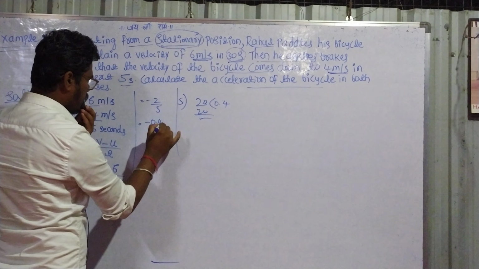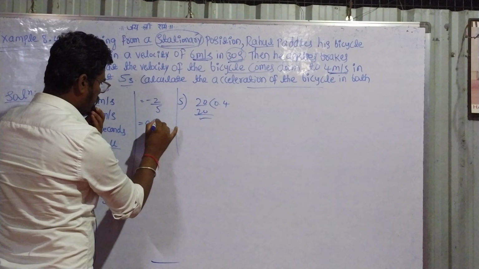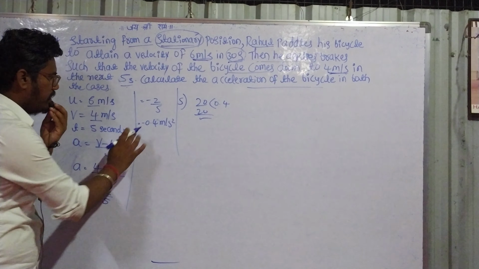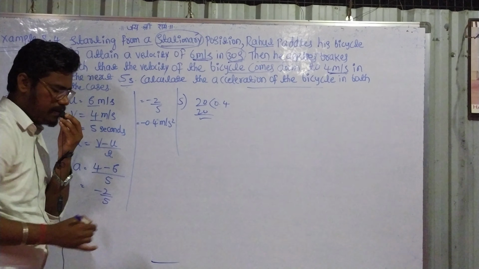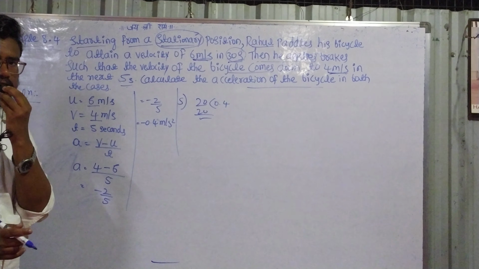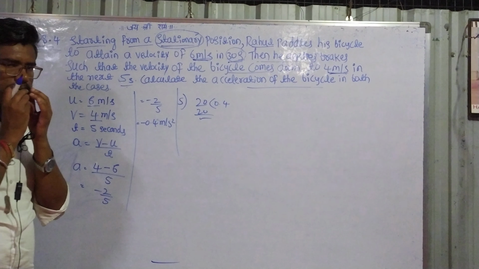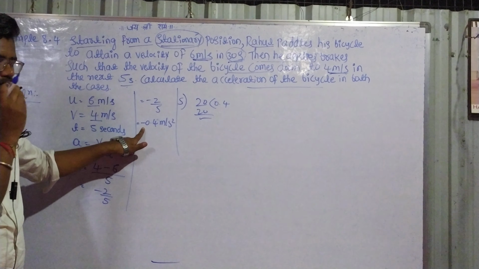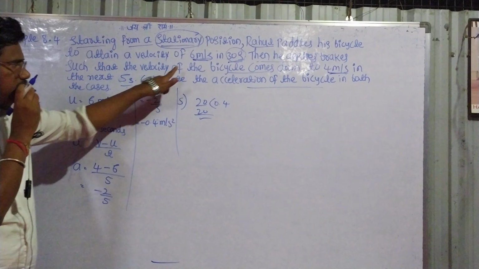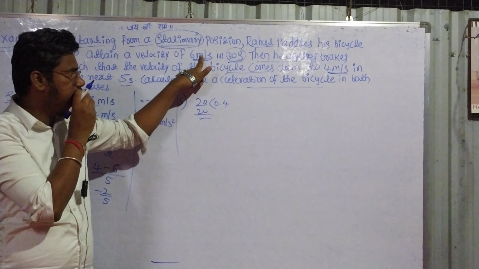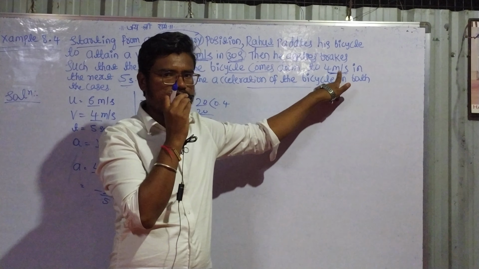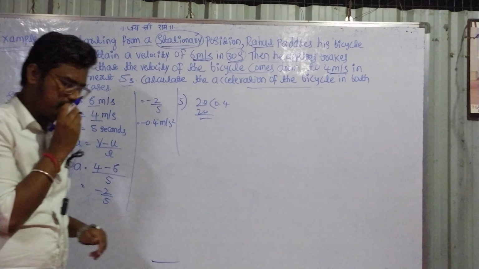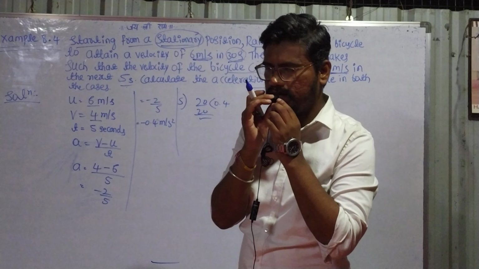So the answer is minus 0.4 meter per second square. Here the minus sign will be there. The minus sign indicates the opposite direction, it is not a negative value. The force is applied in the form of friction in the opposite direction to stop the bicycle. Before applying the brake the speed of the bicycle is 6 meters per second. After applying it reduces to 4 meters per second. For reducing 2 meters per second it takes 5 seconds.